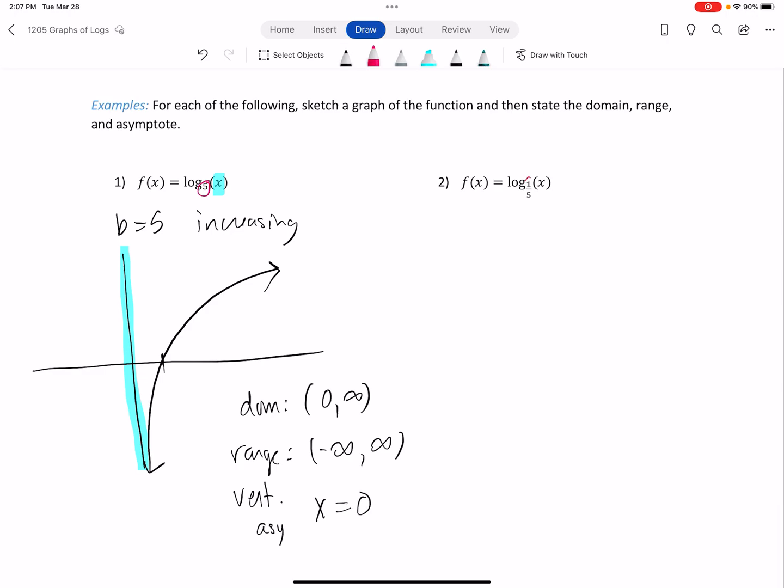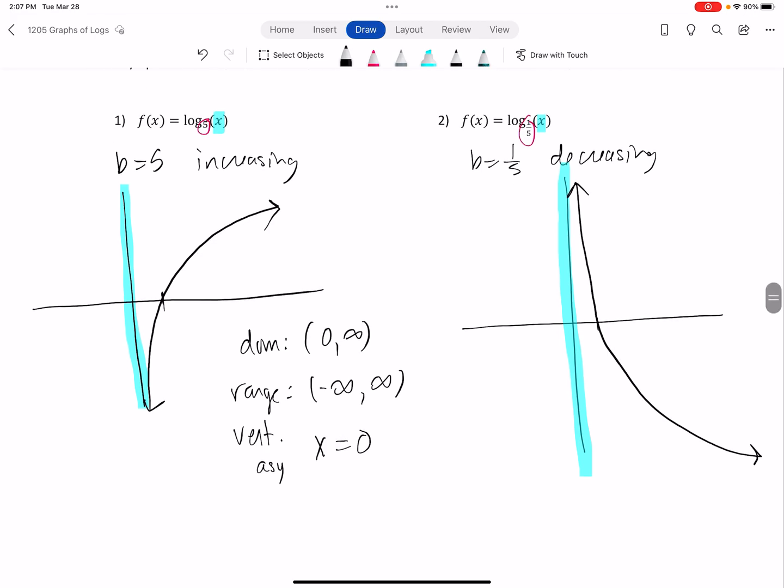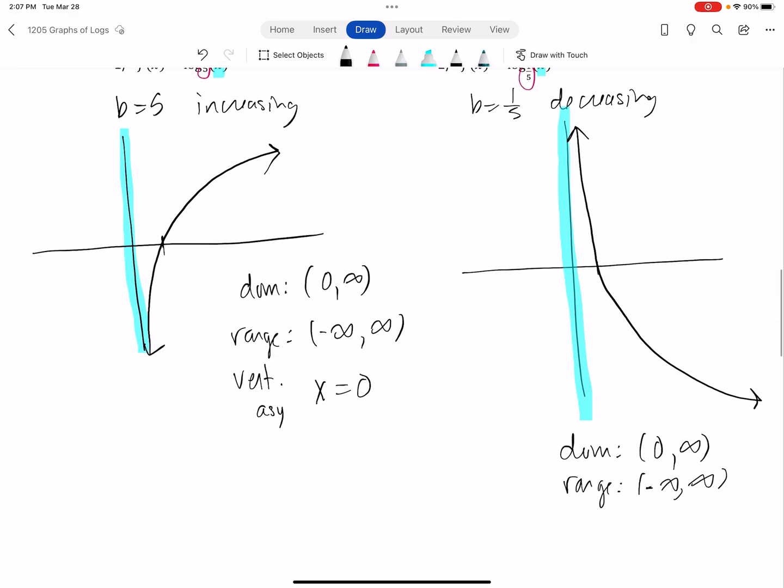Okay, this guy, my b is 1/5. So that means he's decreasing. He's going to be going down instead of up. But notice that my argument in there is still just an x. So I'm still just going to get that vertical asymptote here. He's just going to come down like this instead of going up. So my domain, still the same, 0 to infinity. Range, still the same, negative infinity to positive infinity. And my vertical asymptote, again, is at x equals 0.